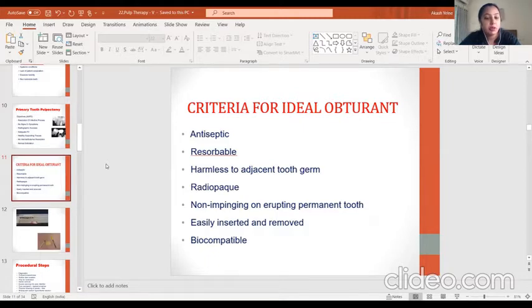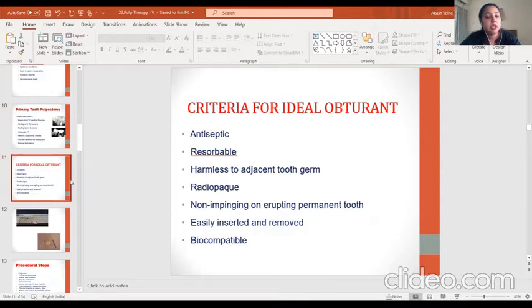It should be resorbable because the deciduous tooth has to fall down and exfoliate and a new permanent tooth has to come up. And it should be harmless to the successor tooth. The germ which is below the tooth, it should not harm that germ.